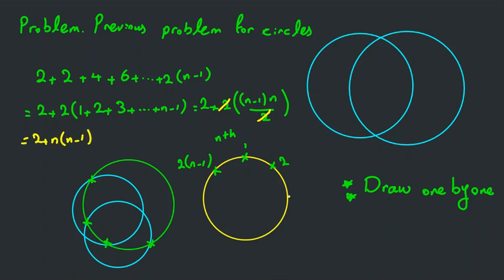Let's check. If you have one circle, 1 times 0, 0 plus 2. If you have two circles, 2 times 1, 2 plus 2, 4. If you have three circles, 1, 2, 3, 4, 5, 6, 7, 8. Checking 3 times 2, 6 plus 2, 8. So for circles, we solved.